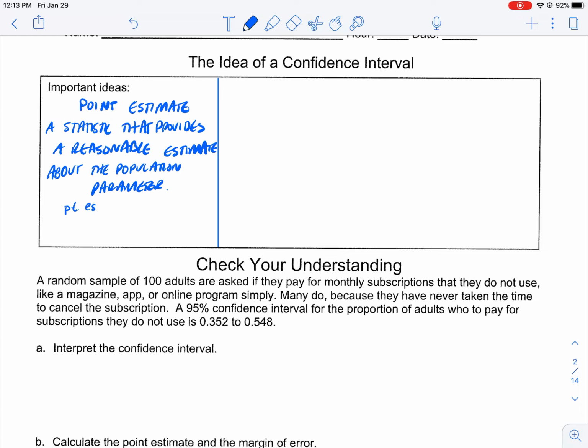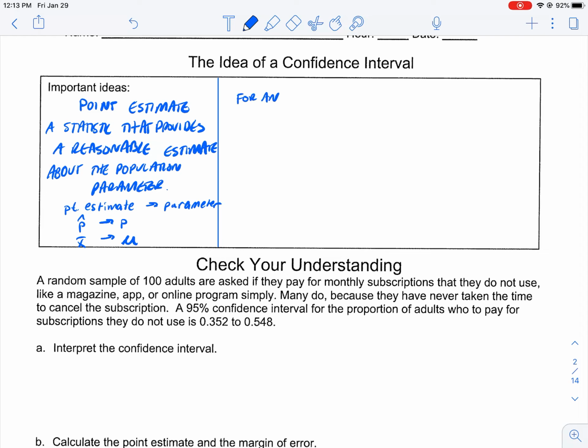So how do we do this? A point estimate has to do with the parameter. It's either going to be a p-hat. So the point estimate relates to the parameter in the same way that the p-hat is related to the population proportion, and our x-bar, which is our sample mean, has to do with our population mean.